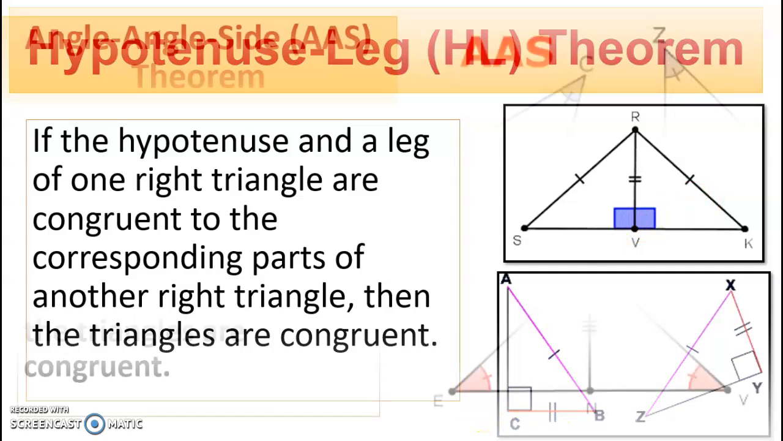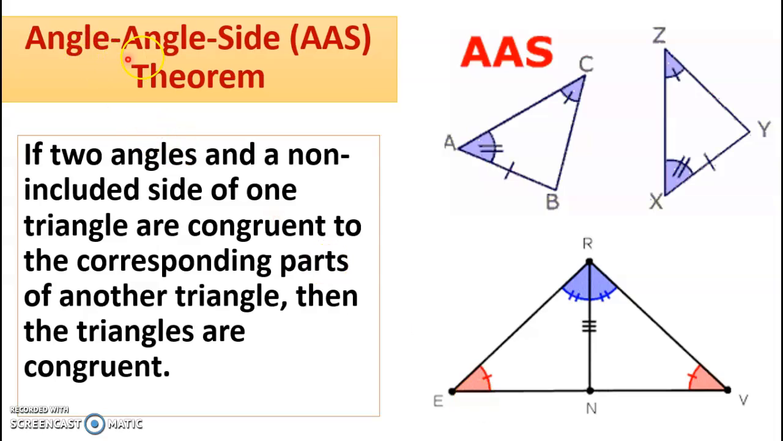Likewise in this one. Angle, angle, side is when you have two congruent angles in one triangle and its corresponding parts in another triangle, and at least one of the sides congruent. We have seen angle, side, angle, where that side is included between the two angles. But this is when that side is not included. So when you have two angles congruent and any one of the sides, the triangles will be congruent.